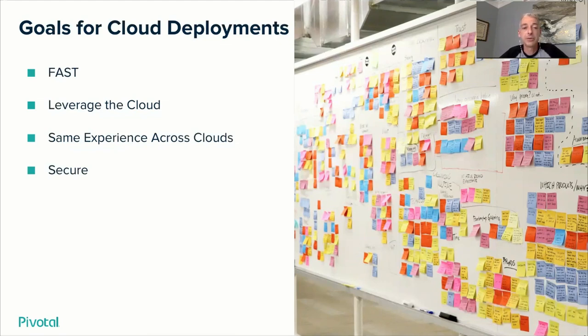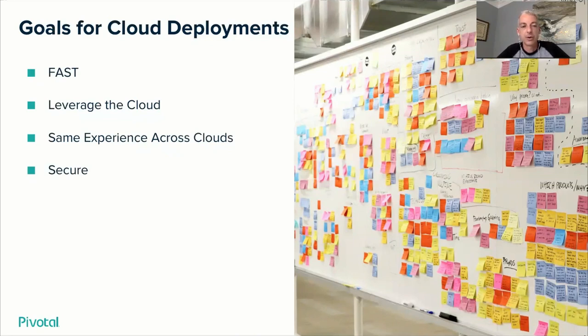When you're running in the cloud, there's also some features that are cloud only, and you want to be able to leverage those cloud-specific features such as snapshots and auto healing. So we'll be discussing that in this presentation. And then you also want to have the same experience across clouds. If you go from Google to Amazon, you don't want to have this huge learning curve associated with just deploying your cluster in a different cloud.